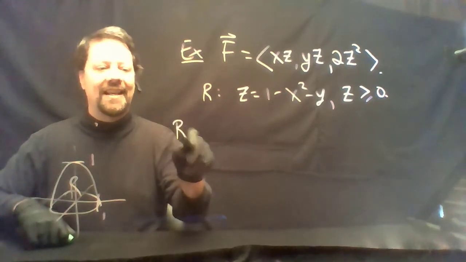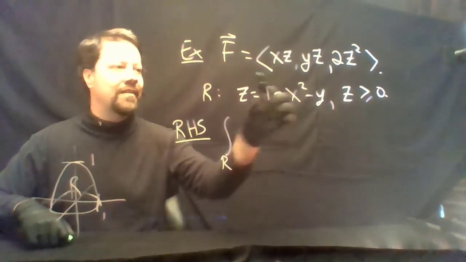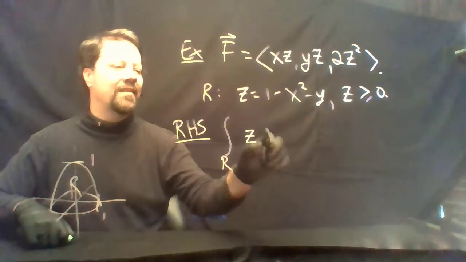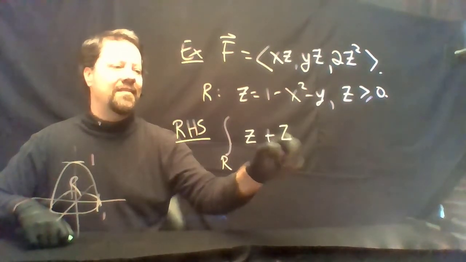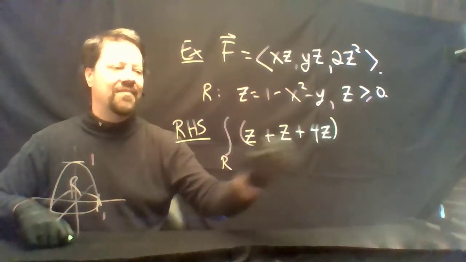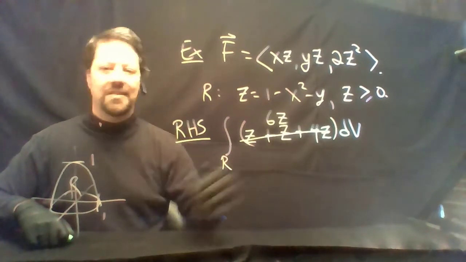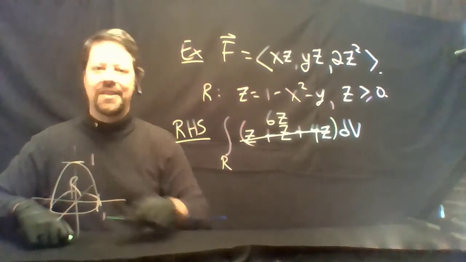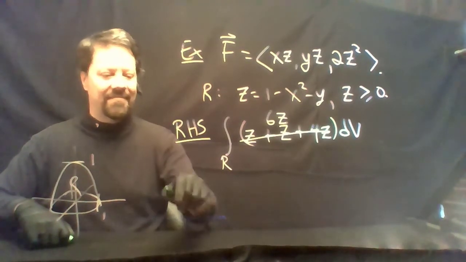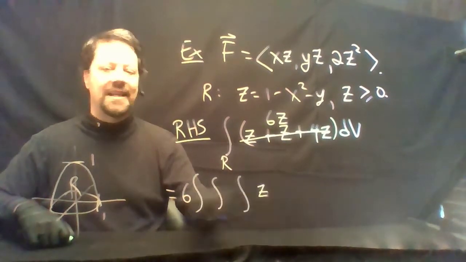Working on the right-hand side of the divergence theorem, we integrate over R the divergence. The divergence will be z plus z plus 4z dV. In other words, 6z. All across the region, the z values are positive. We're expecting a positive result. So we have 6 times the triple integral of z.